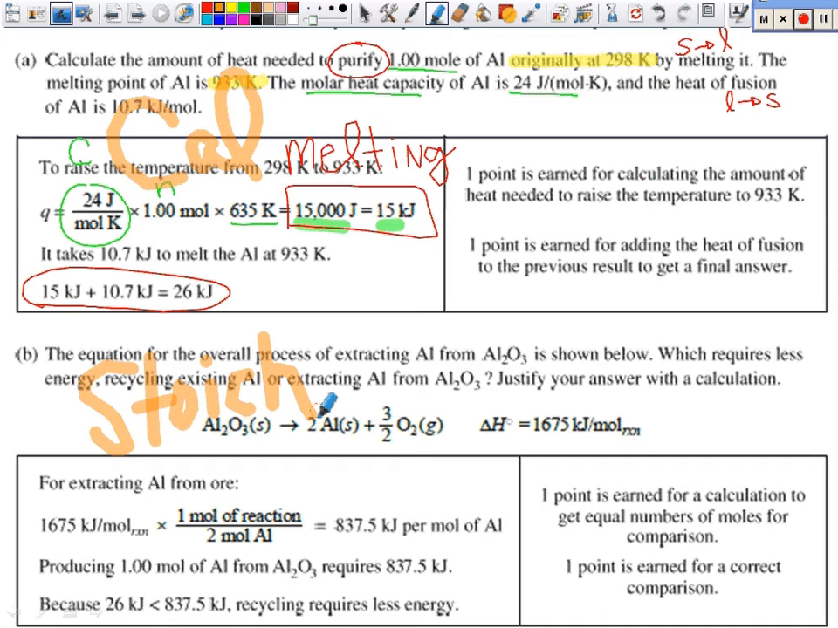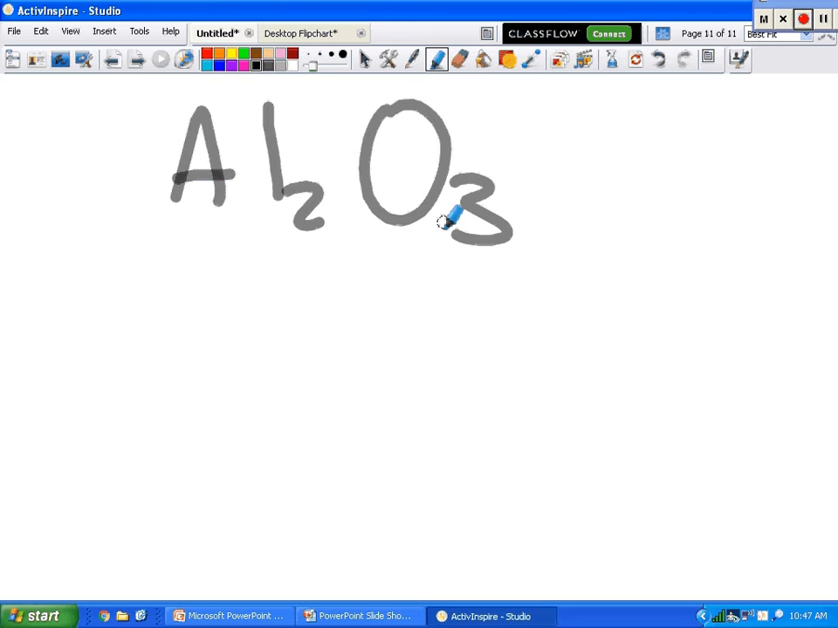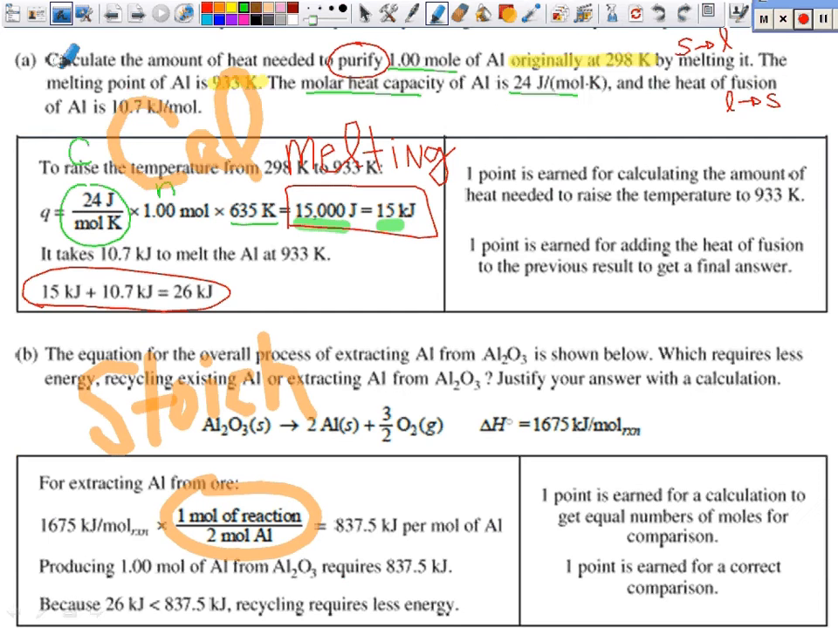So you have 1,675 kilojoules per mole of reaction. And notice what it does. You have 2 moles of aluminum for every 1 mole of reaction. How do you know that statement right there? Okay, so when you have Al2O3, for every one of these compounds, how many aluminums do you have? 2. That's where it comes from, the subscript. Okay, the subscript. So you get 837.5 kilojoules per mole of reaction.